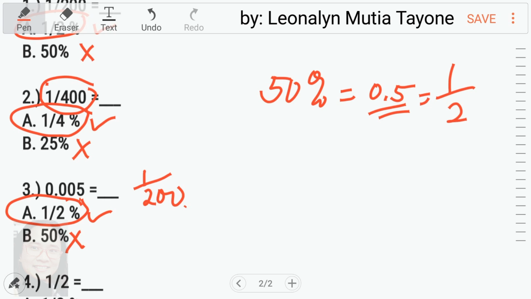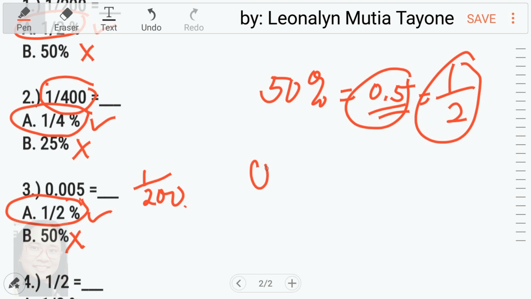1/2 lang yan siya. Si 50%, always remember, 1/2 yan ng 1. Or 1/2 yan ng 100%. That is only 0.5 and 1/2. Always remember this. 50% is equivalent to 0.5 or 1/2 lang. Ang tanong dito ay 0.005. Si 0.005 ay hindi talaga yan pareho sa 0.5. Si 0.5 mas malaki yan sa 0.005.